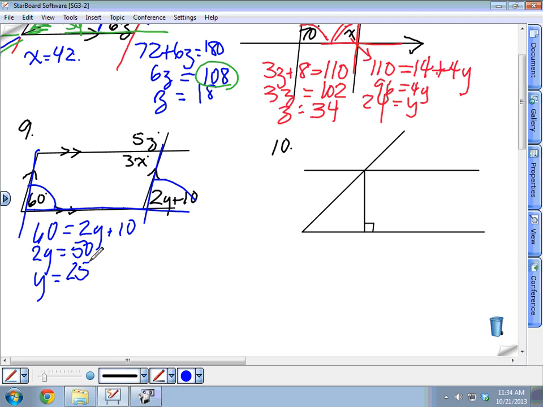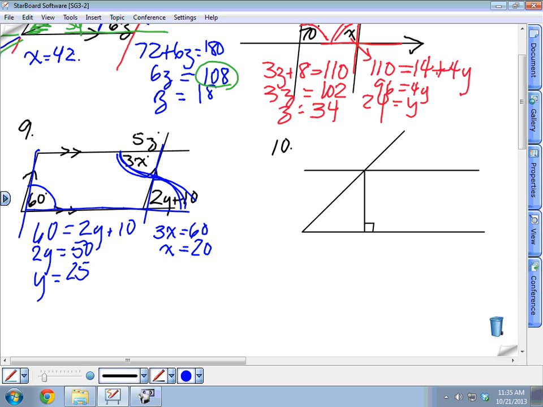Okay? So then that means that the other one's 60. So since that one is equal to 60, we know that 3x must be equal to 60. Why? Because it is alternate interior. So then 3x equals 2y plus 10. 3x equals 60, x equals 20. And so this is 60.